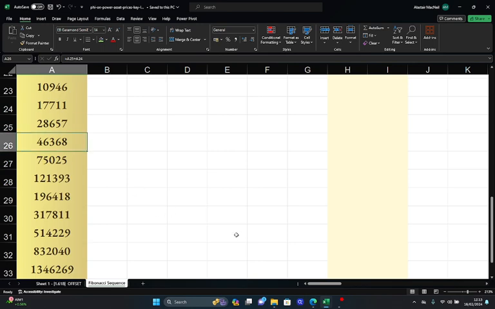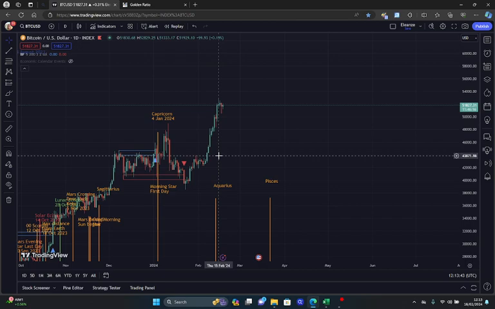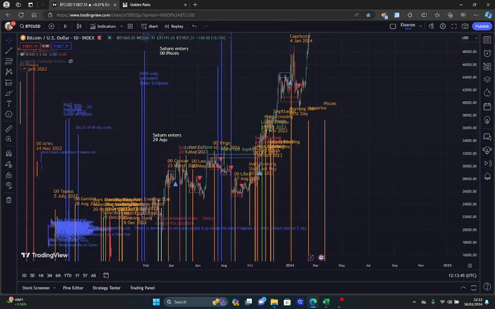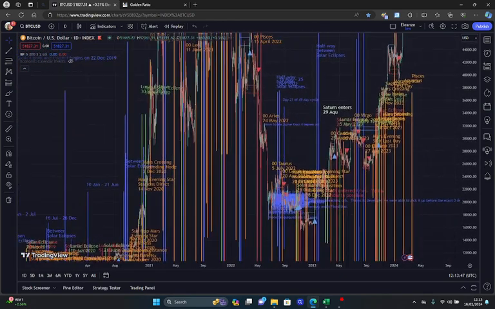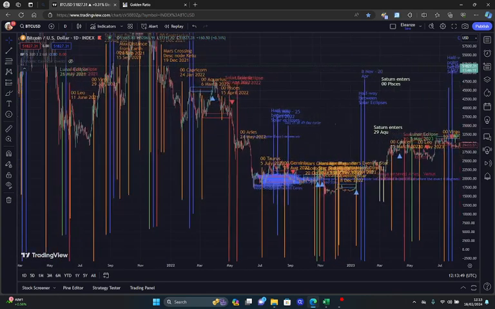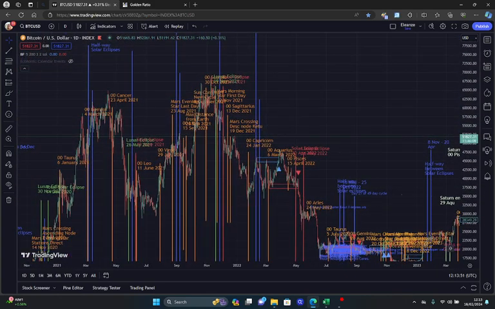What was the top in November 2021? Was it 75? I doubt it very much. I think in November 2021 the top was more around 67.